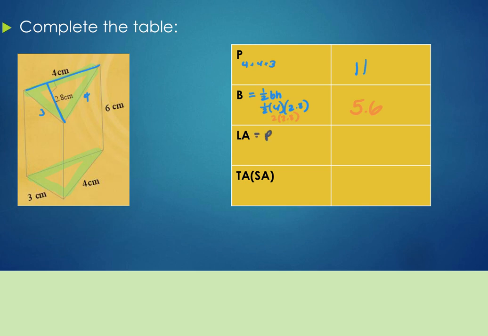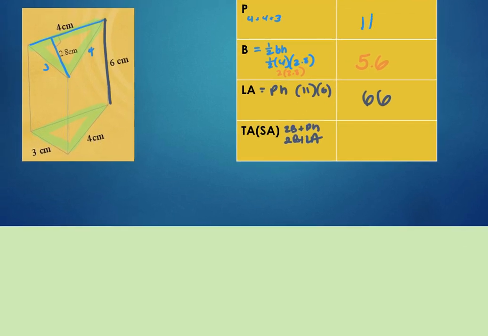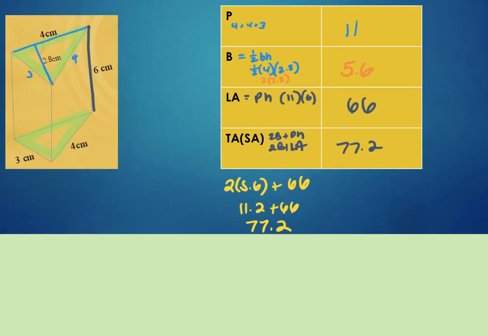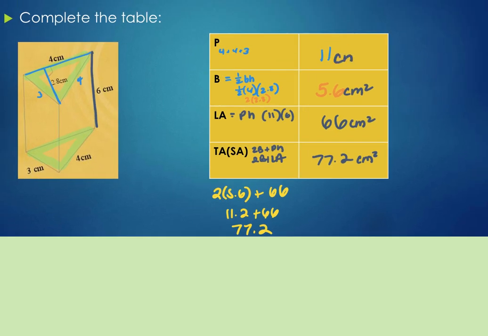Lateral area is perimeter times height. The perimeter was 11. The height of the prism is 6. So 66. And then the total area is either 2B plus PH or 2B plus the lateral area. 2 times 5.6 plus 66. 11.2 plus 66, or 77.2. Centimeters squared, and just centimeters for the perimeter.